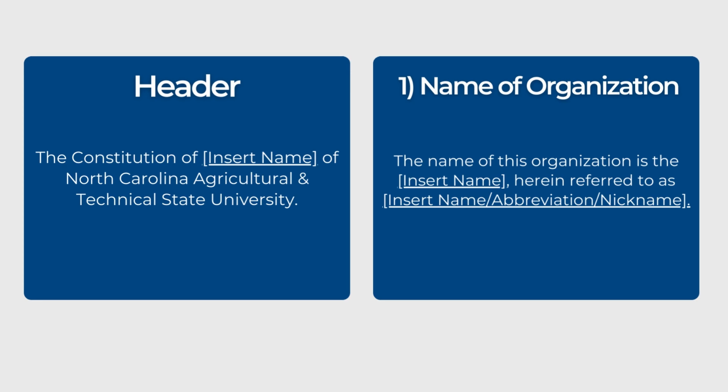Your constitution will begin with a header and the name of your organization. In the header, you will state the Constitution of the name of your organization of North Carolina Agricultural and Technical State University. Then you will state the name and any abbreviations or nicknames associated with your organization.